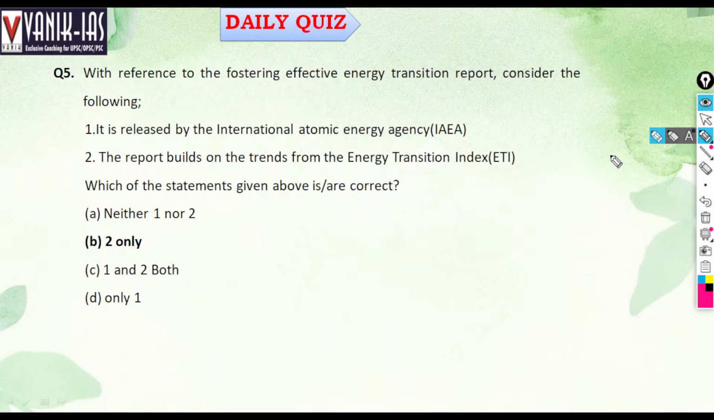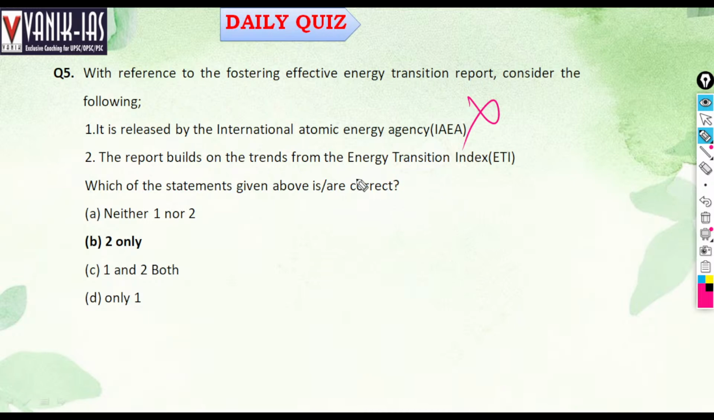With reference to the Fostering Effective Energy Transition report, consider the following statements. It is released by the International Atomic Energy Agency. It is wrong.